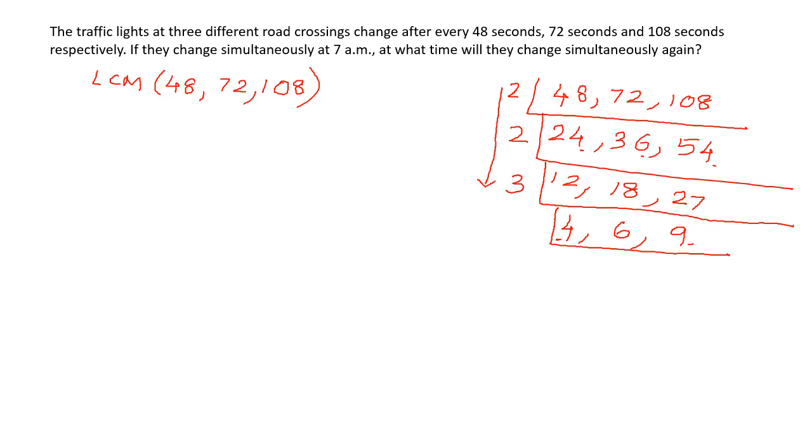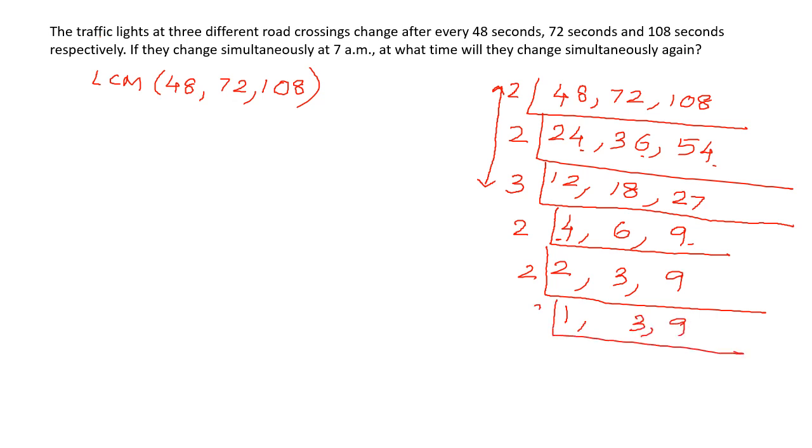But we are not here to find the HCF. We are here to find the LCM. So let us divide by 2. 2 2s are 4. 3 2s are 6. And then we get 9. Now I'll divide again using 2 because I'll get 1, 3 and 9. And if I divide by 3, I'll get 1, 1 and 3. Again I divide by 3, I get 1, 1 and 1.